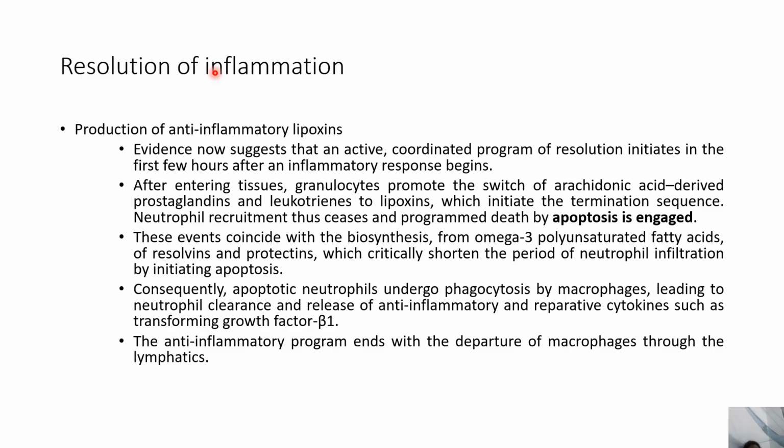So evidence now suggests that an active coordinated program of resolution initiates in the first few hours after the inflammatory response begins. After entering tissues, granulocytes promote the switch of arachidonic acid-derived prostaglandins and leukotrienes to lipoxins, which initiate the termination sequence. Neutrophil recruitment thus ceases and programmed death by apoptosis is engaged. Now, these events coincide with the biosynthesis from omega-3 polyunsaturated fatty acids of resolvins and protectins, which typically shorten the period of neutrophil infiltration by initiating apoptosis.